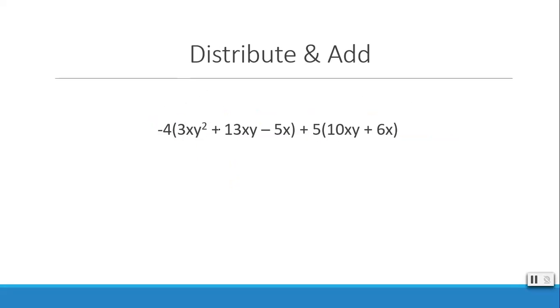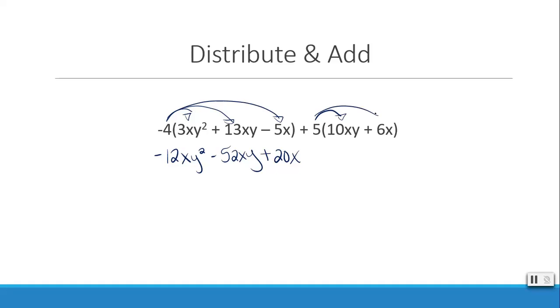There will be times where you have to distribute and add. Do make sure that the number that's outside the parentheses only gets distributed to the set of parentheses that's right beside it. So I would distribute the negative 4 here, making this negative 12xy squared. This would be negative 52xy. And then negative 4 times negative 5 is going to give me a positive 20x. Next, I'll distribute the positive 5 to this set of parentheses, which is going to give me 50xy. And then that's going to give me 30x.